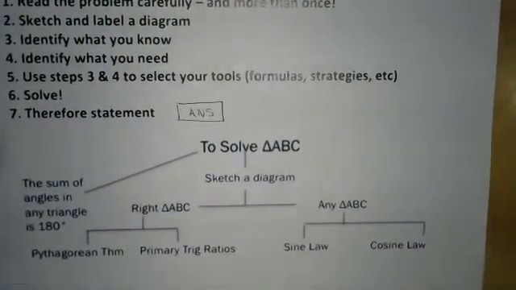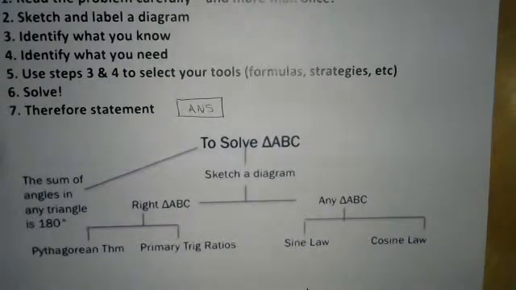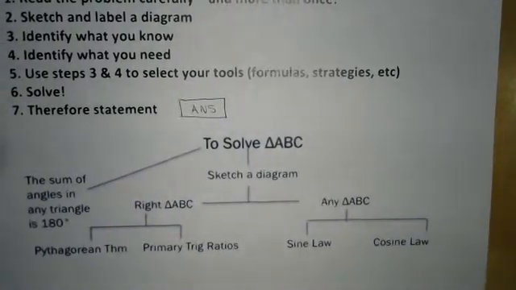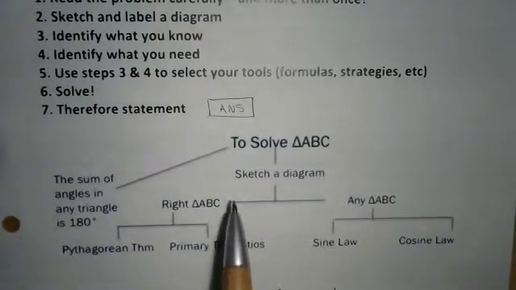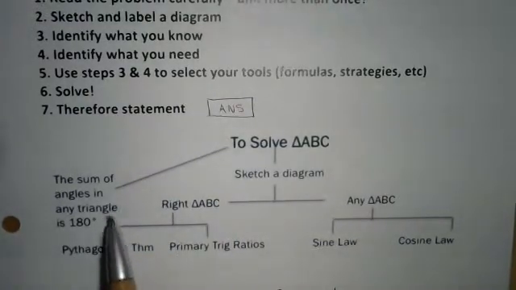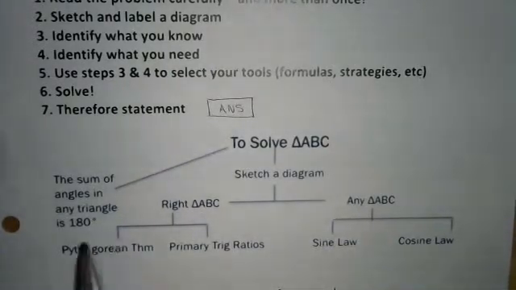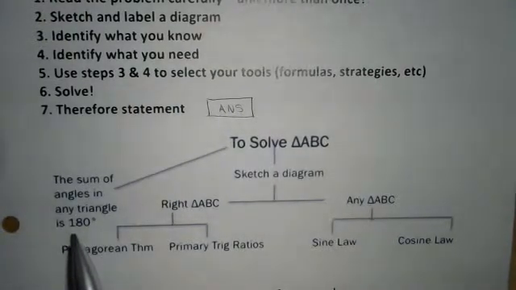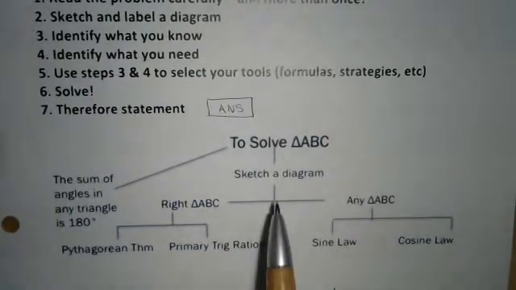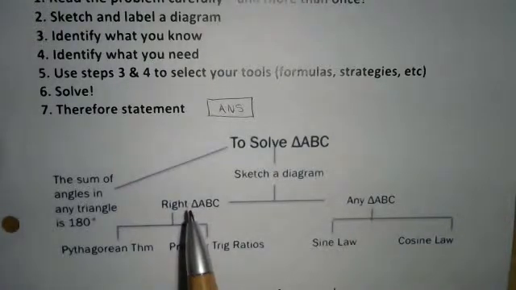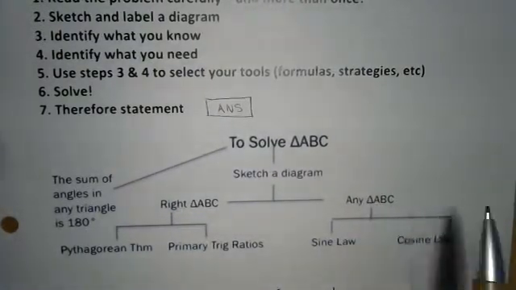Now that we have learned a lot of methods for solving triangles, we need a method to determine which one we're going to use to solve the problem. The first one, remember, was to take a look at the sum of the angles in any triangle. If you're missing only one angle, they all have to add up to 180 degrees, and this could give you the first piece of information that you need. Sketch a diagram. Once you have a diagram, you can see whether you have a right triangle or any other triangle.